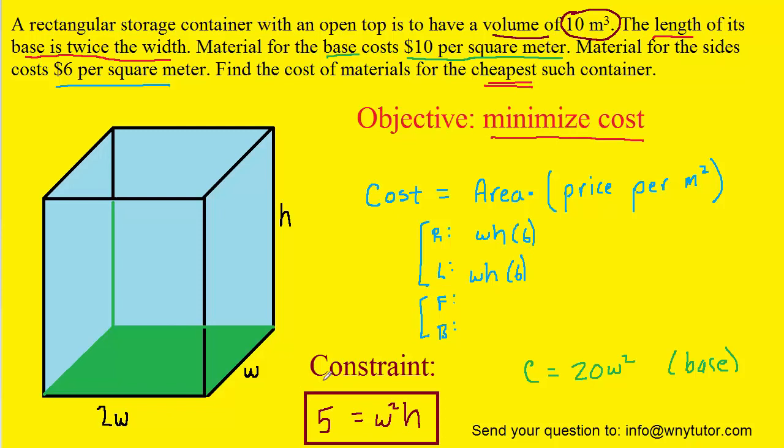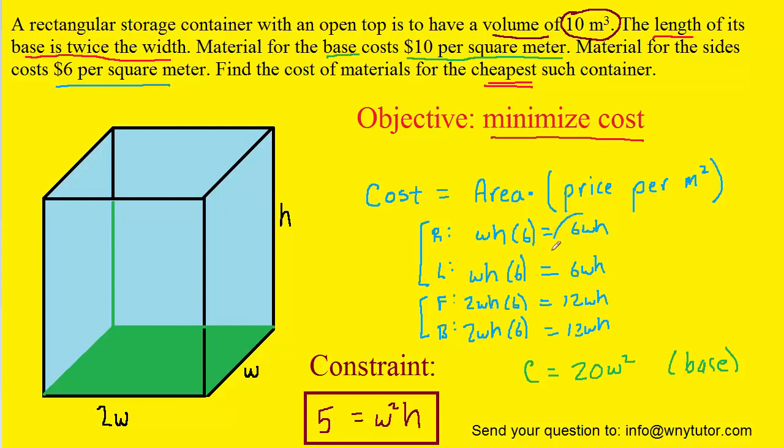Now for the front and back, we have a slightly different area. If we look at the front side right here, we can see that the area would be 2W multiplied by H. So that would represent the area of the front side. The back side, we can see, has the same area, also 2WH. And then we multiply by 6, because again, that's the price per square meter of the sides. We can simplify these. This becomes 6WH, as does this. And then the latter two become 12WH.